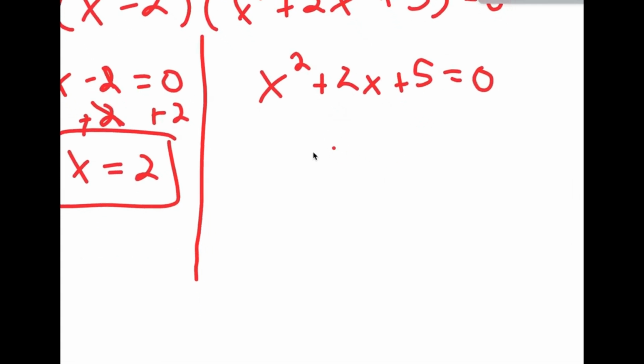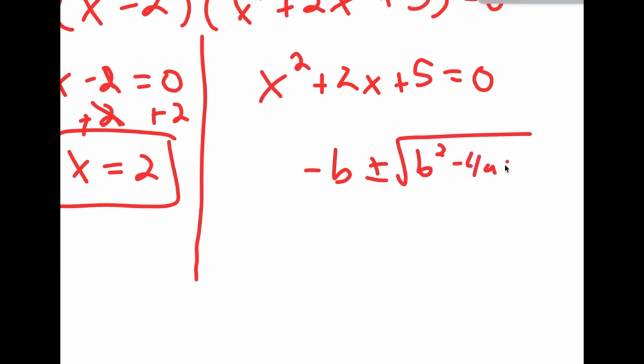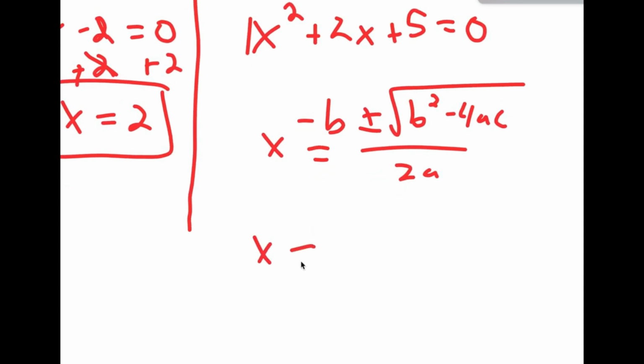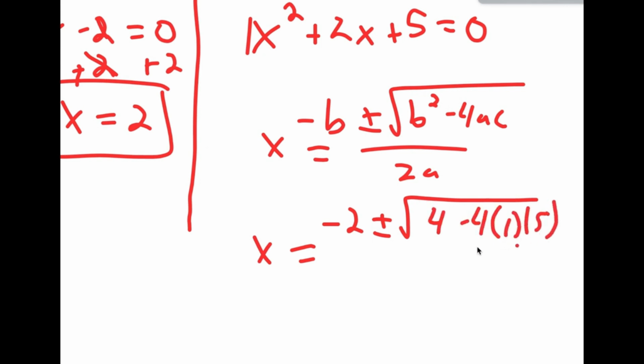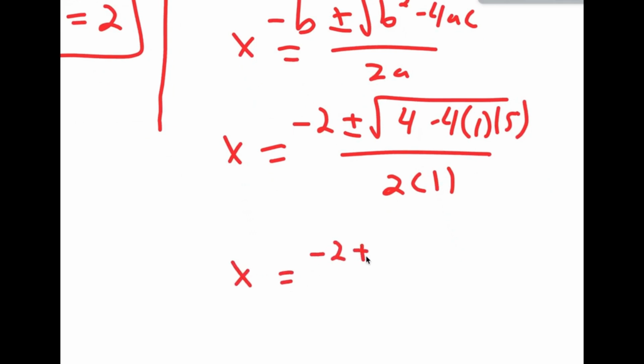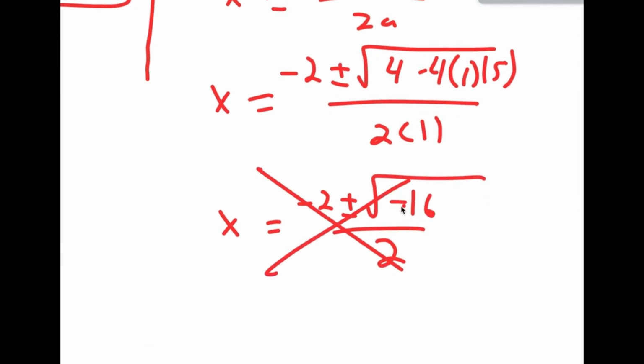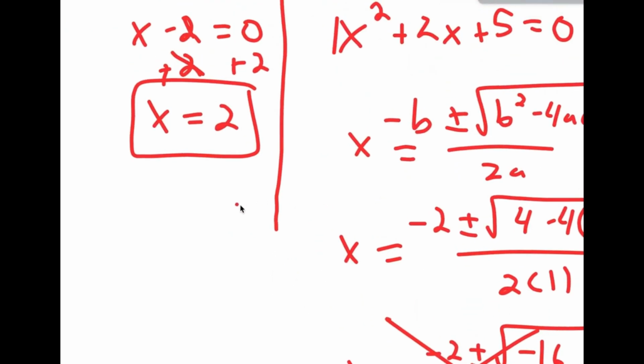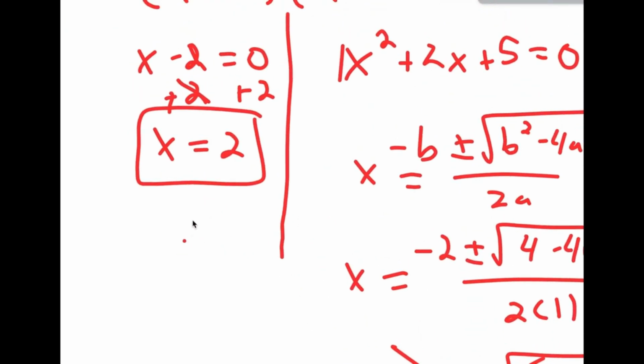Now for x squared plus 2x plus 5 equals 0, I can use the quadratic formula. So in this case, I get negative 2 plus or minus the square root of b squared, which is 4, minus 4 times a times c, all over 2a. And this is equal to negative 2 plus or minus the square root of 4 minus 20, which is negative 16, over 2. And you can't take the square root of negative numbers, so there's no solution for this, meaning my only solution to this equation is x equals 2.